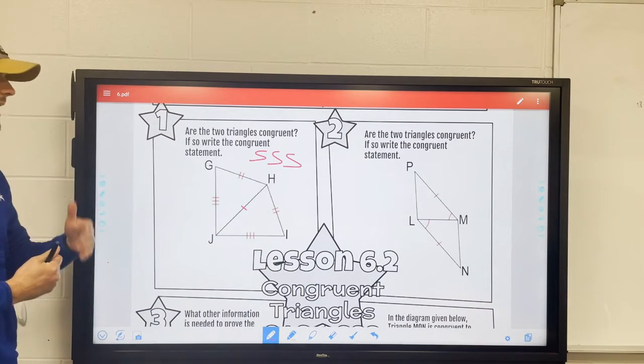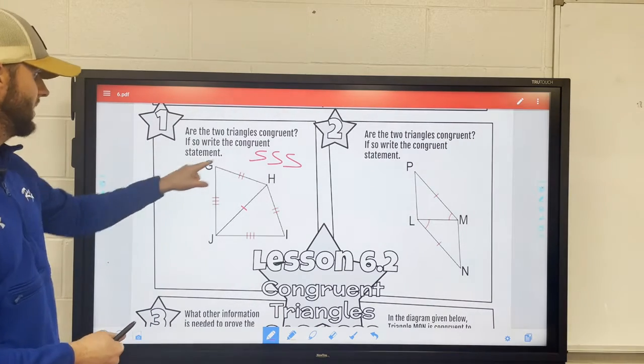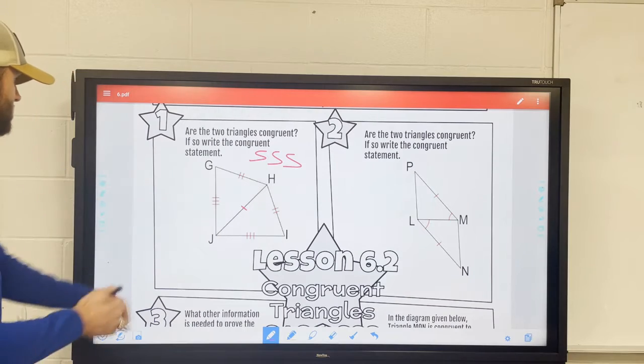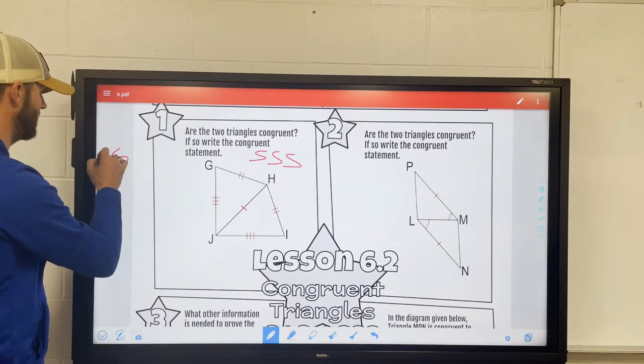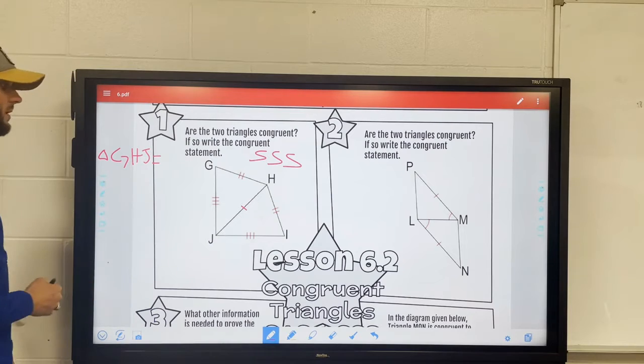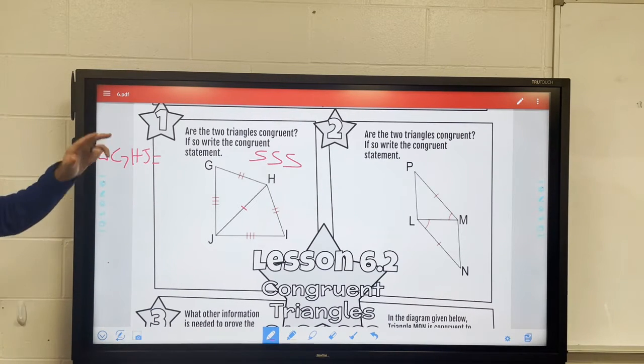Okay? And so now I need to write my congruent statement. So let's go ahead and start out with this triangle. Let's start out with G, H, and J. So I have triangle GHJ is congruent to, now that I know they're congruent, and so I got to list out the congruent angles with those.